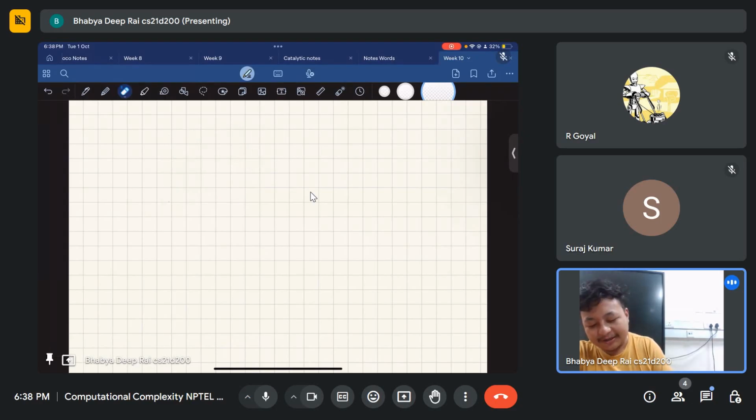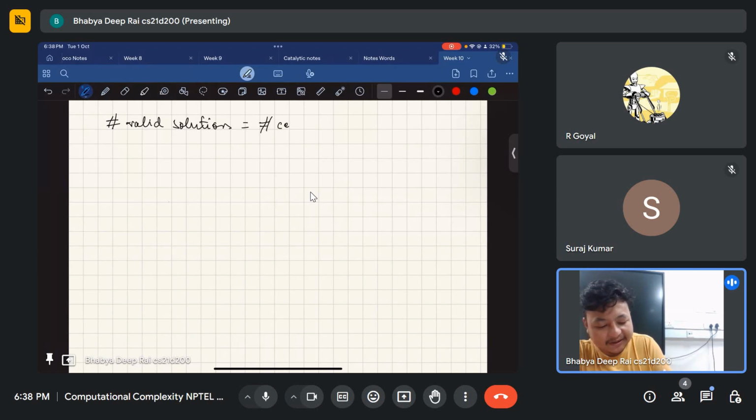We cannot do that, but we'll come to that. First I want to introduce sharp P. We are interested not in searching for the solution, but in finding the number of solutions, the number of valid solutions, which is nothing but the number of certificates.